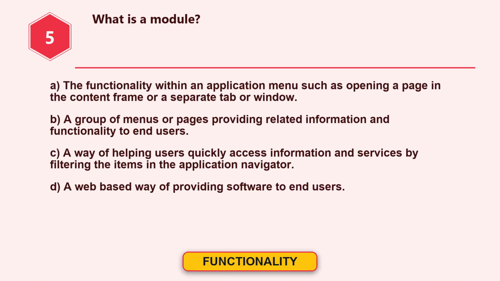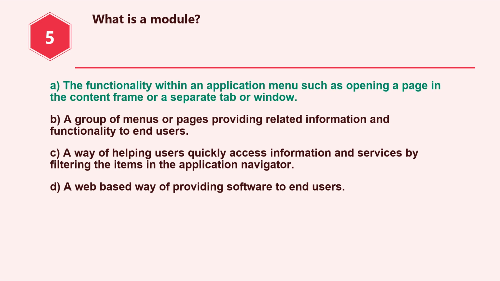Option A. The functionality within an application menu such as opening a page in the content frame or a separate tab or window. Option B. A group of menus or pages providing related information and functionality to end users. Option C. A way of helping users quickly access information and services by filtering the items in the application navigator. Option D. A web-based way of providing software to end users.